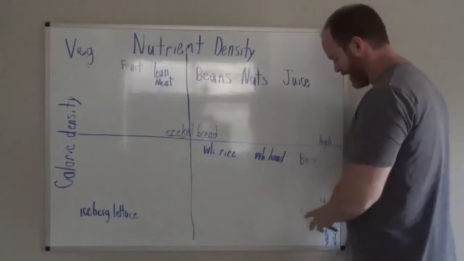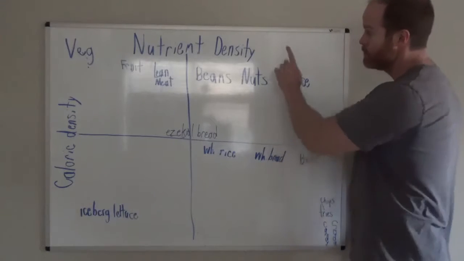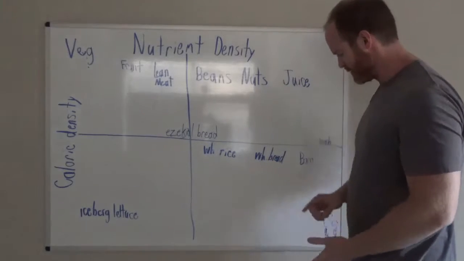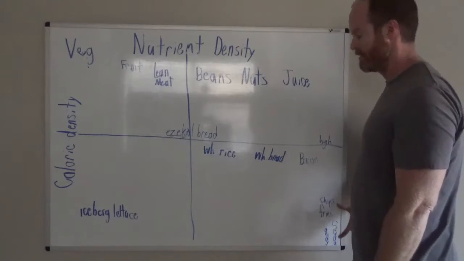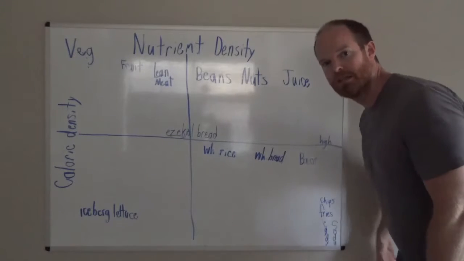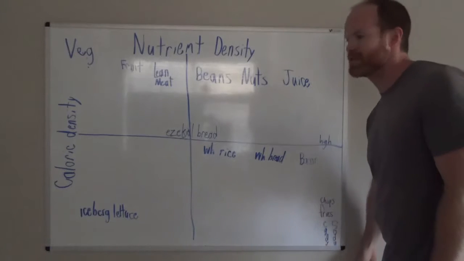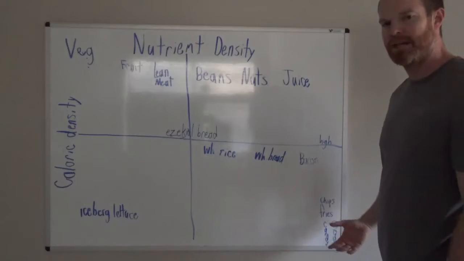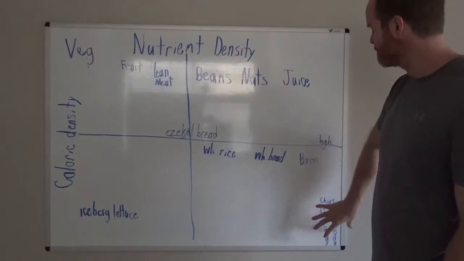Now on this side, down in this corner, you'll see things that are high caloric density, low nutrient density. That's things like chips, fries, candy, soda. Those things are extremely high caloric density. I put them way over here. I would have written them on the wall, but I don't like to write on my wall. So they're just worthless as far as nutrients and excessive as far as calories. So we don't want to be eating those for really almost any reason.